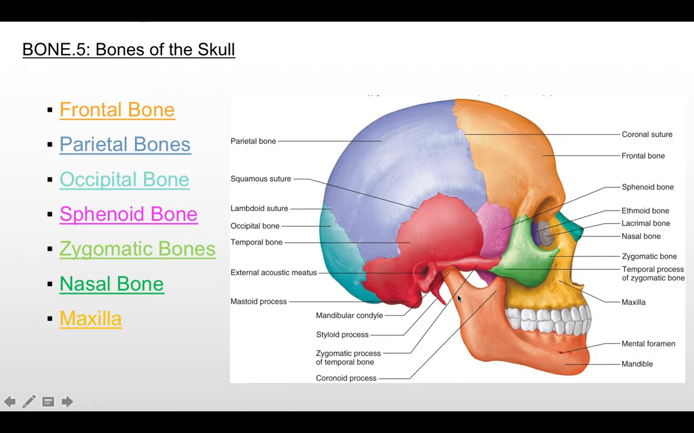You also have the maxilla, which is the upper jawbone, and the mandible, which is the lower mobile jawbone. Both of these have teeth associated with them. I might have left out, but the temporal bone right here in red is also one you need to know. Not the individual parts of it, but it is right on either side of your head, located laterally, and it borders the occipital, parietal, and sphenoid bones.